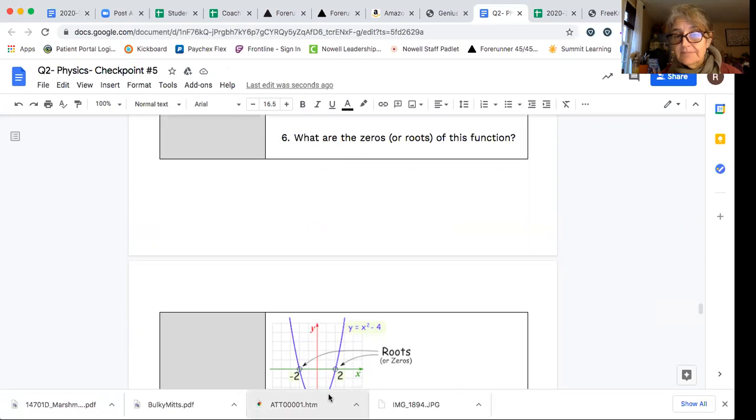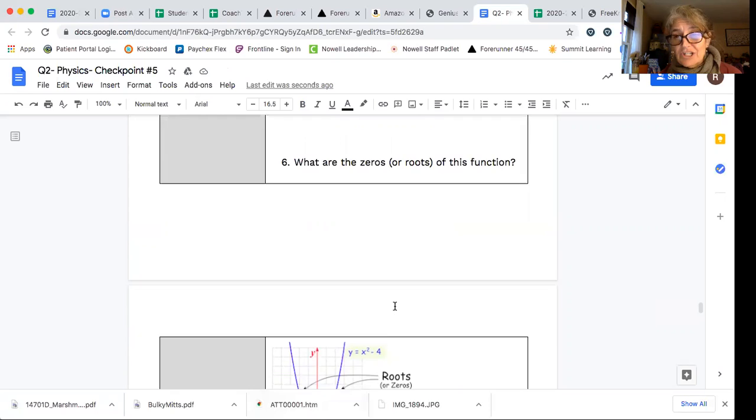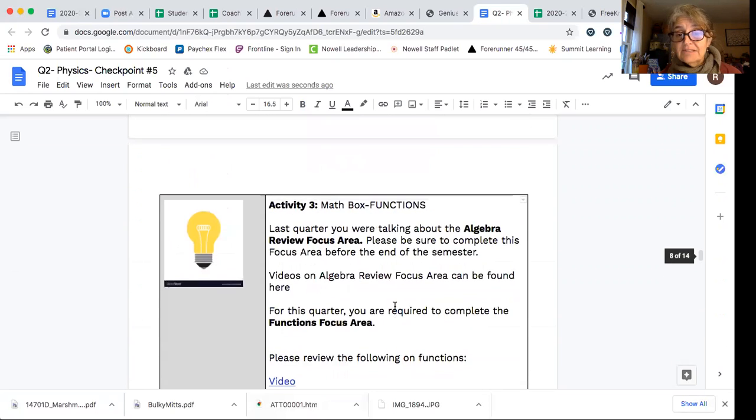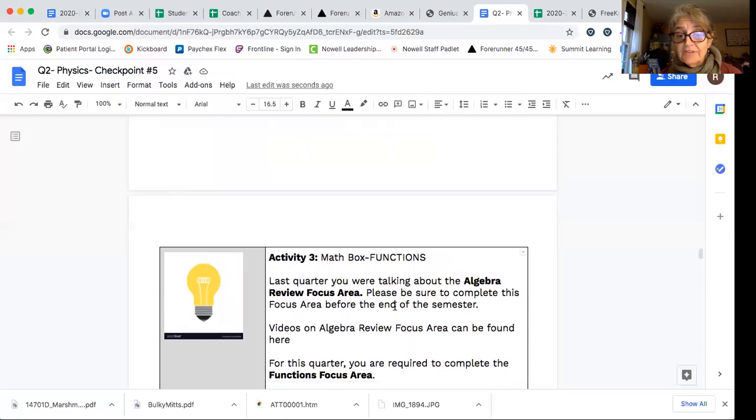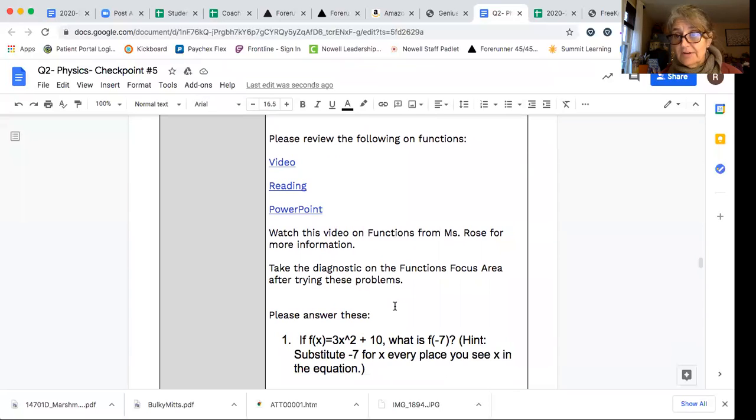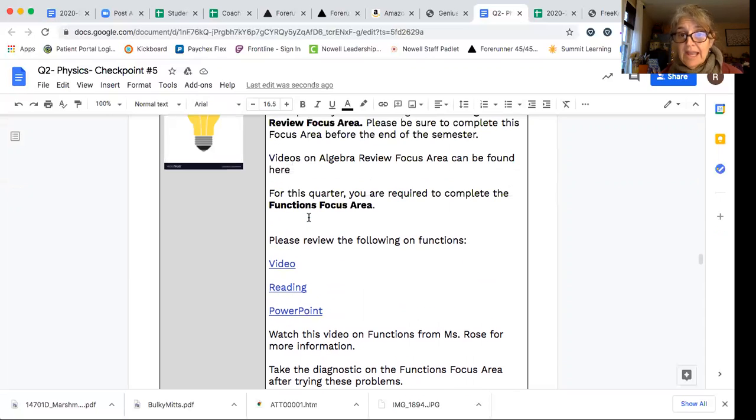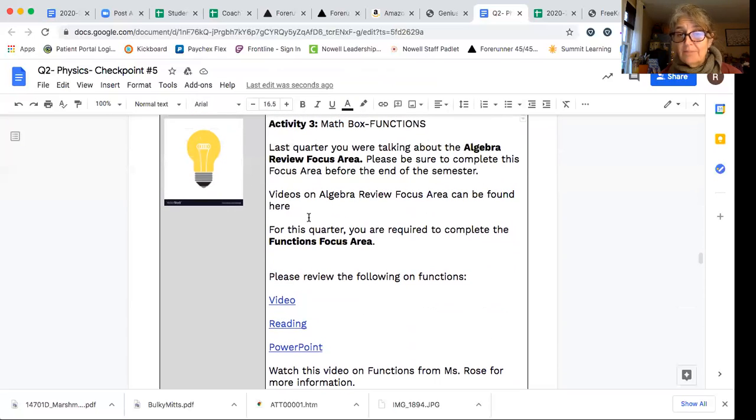Okay? If you have any questions about this, please come and see me. There's a lot of things in this focus area. There's videos and readings and PowerPoints that'll help you understand functions, and I'm here too. And if you have any questions about the algebra review focus area, I have some videos linked here in the checkpoint as well.